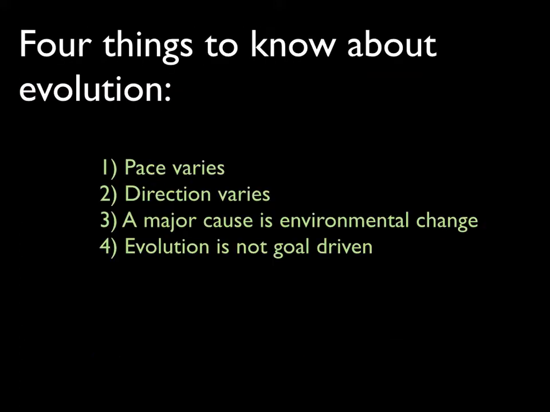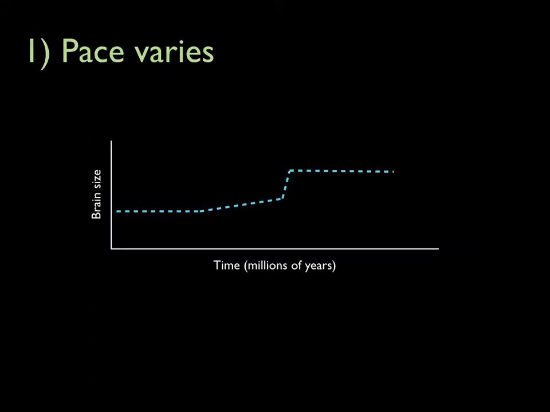So four things that I want you to know about evolution. And again, this should be a reminder for most of you, or a cautionary tale for some, because we tend to get very lazy when thinking about evolution and evolution by natural selection. So I'm going to go through these point by point. One of the first things to remember is that the pace varies. The pace of evolution varies over time.